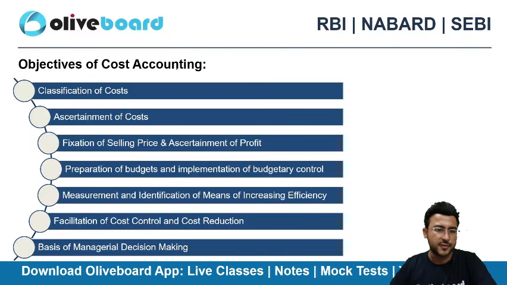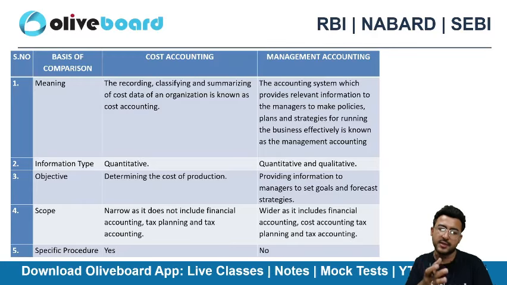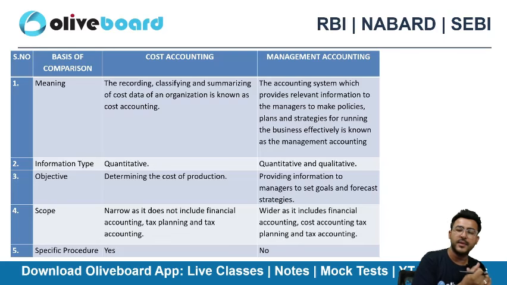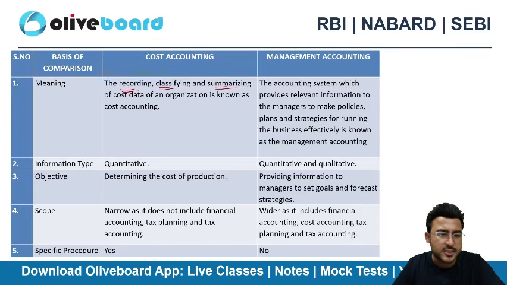There are objectives of cost accounting as well. Later on, you can read these things, but let me first explain the crux of cost accounting versus management accounting. What is the difference between cost accounting and management accounting? In cost accounting, we record, classify, and summarize the cost data. This is nothing but cost accounting.